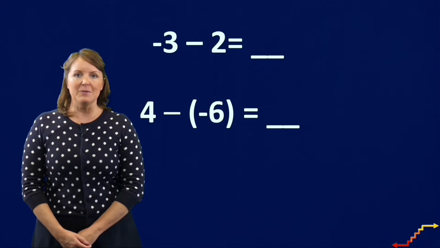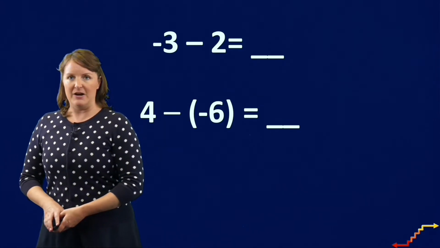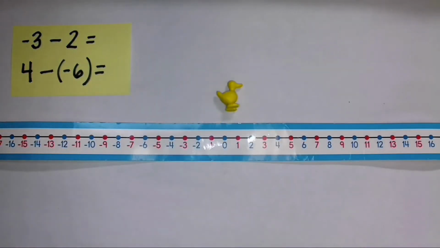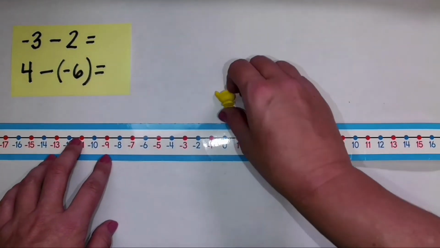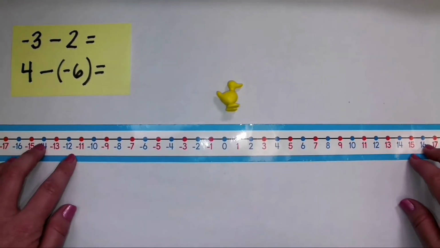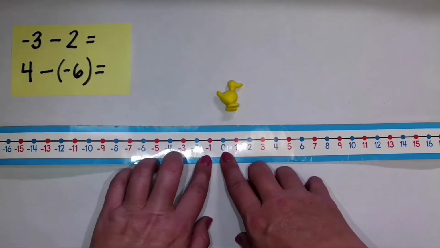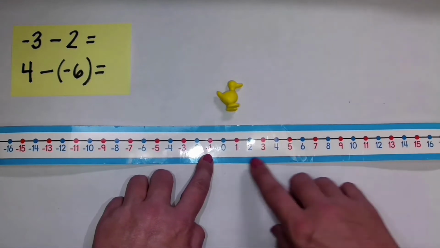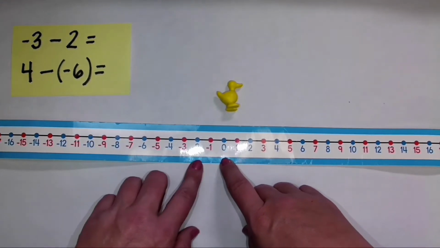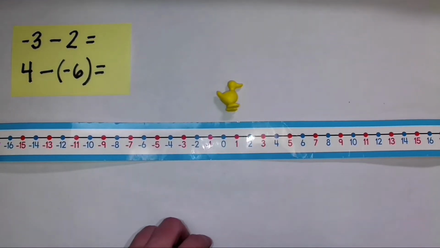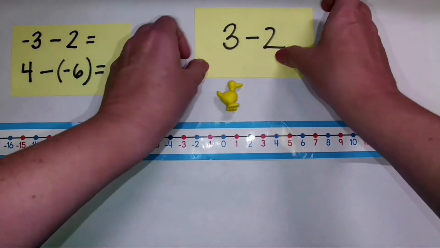So I'm going to move over here to my number line and I'm going to get out my friend, the duck. So we are going to solve these problems today with our duck. Here is my positive and negative number line. I'm going to orient my 0 about the middle of my screen, and these are my positive integers, and here are my negative integers.